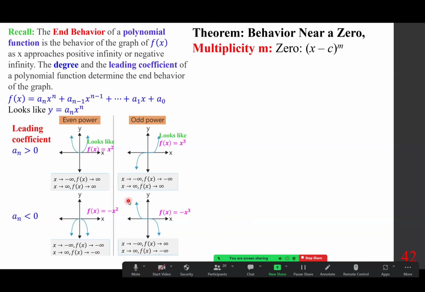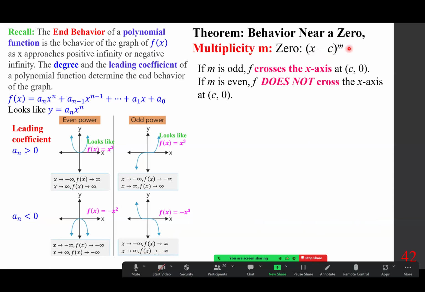Also, there's a behavior near a zero of multiplicity m. Recall x minus c to the power of m. That means it has a multiplicity m. If m is odd, f crosses the x-axis at c. If it's even, it can't cross the x-axis.